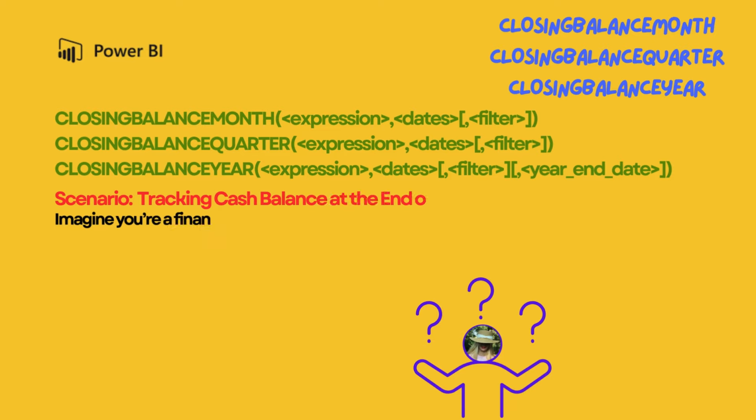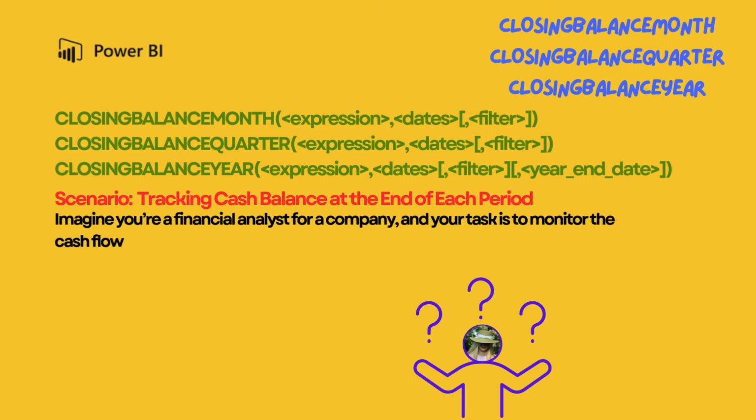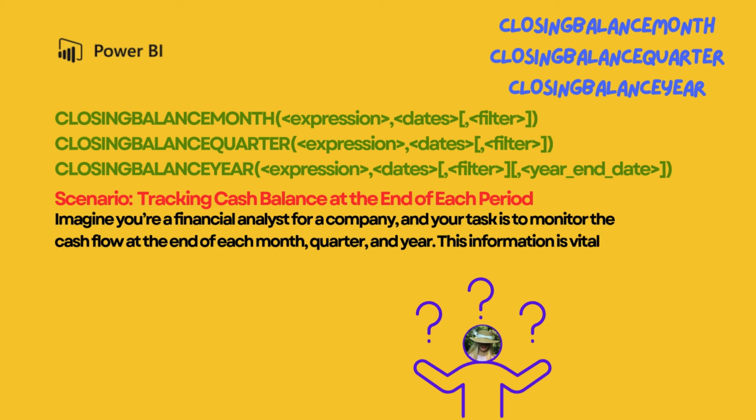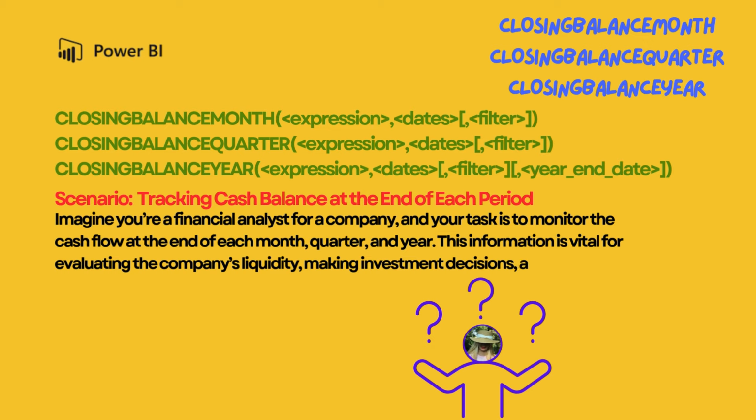Imagine you are a financial analyst for a company. You want to track the cash balance at the end of each period. That information is very important for evaluating the company's liquidity, making investment decisions, and ensuring there is enough cash to cover operational expenses. You can easily use three powerful DAX functions and avoid any complexity to track the company's cash balance at the end of a specific time period.